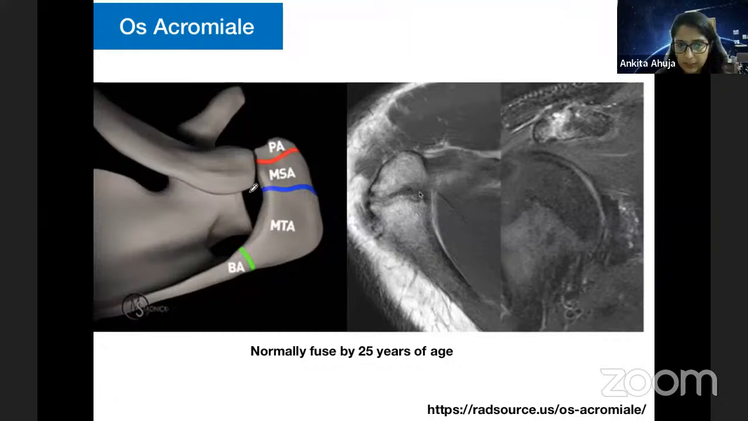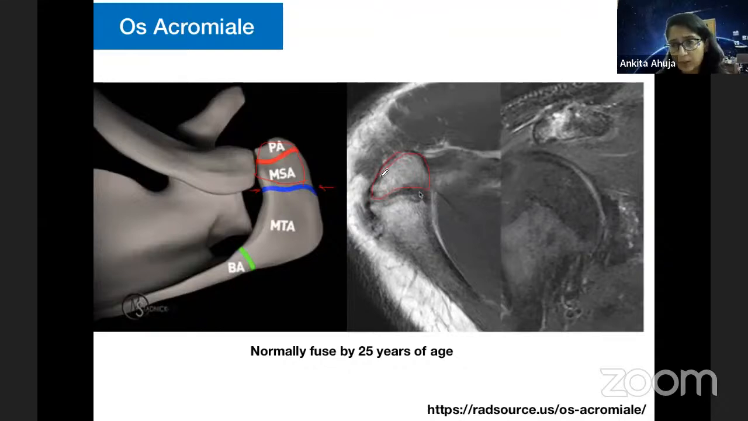If there is no fusion across this line, the thing which is left over here is called os acromiale. If you find it in a patient younger than 21 to 25 years of age, then you should not call it os acromiale. But if the patient is older than that, then you call it os acromiale. It is very often missed on other planes, so your axial images are the best to pick it up. As you can see over here, this is your os acromiale.